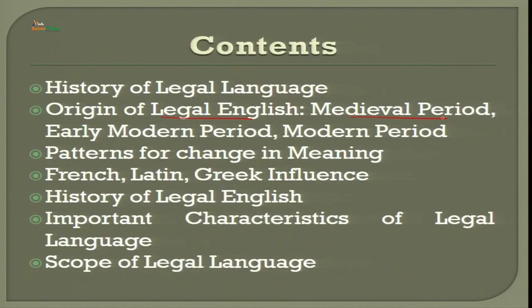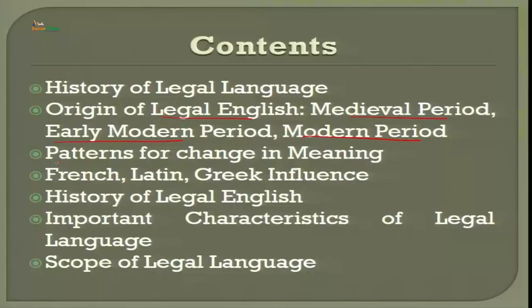In that condition, you can learn the pros and cons of legal language. Next, we are going to take you to the content section, where the whole sequence of events will be described, and that description will show how it evolved. We will start with the history of legal language. From that history, I would like to talk about the origin of legal English, the medieval period, the early modern period and the modern period. These three sections I have divided in order to explain how these legal languages work out.